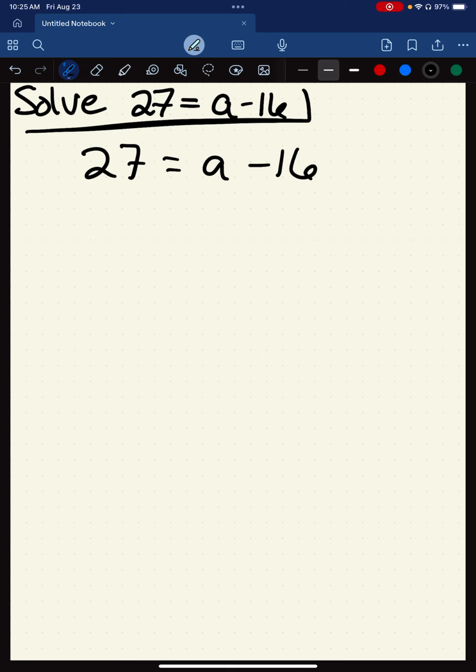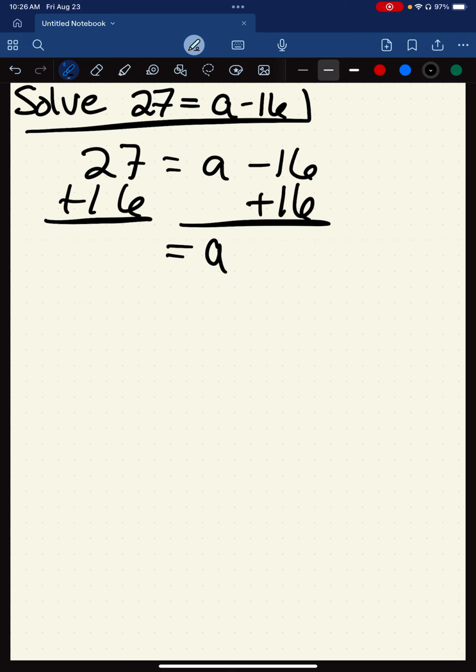So the way we undo a subtraction, the way we undo something that's been done, is by adding 16. If I have something and I take away 16 and then I add 16, I've effectively done nothing to that thing, which is what we want, because these two things will add to 0. And of course, we don't have to write the 0 there. And we have to do it to both sides. 6 and 7 makes 13. Carry the 1. We get a is 43.